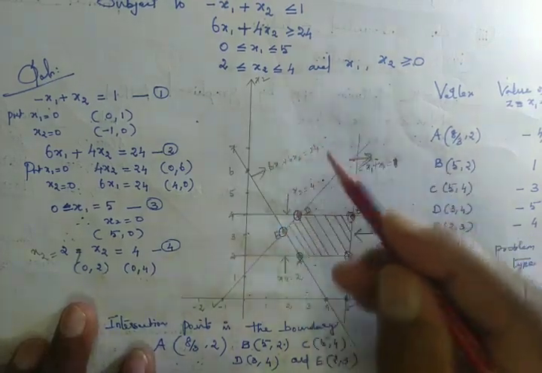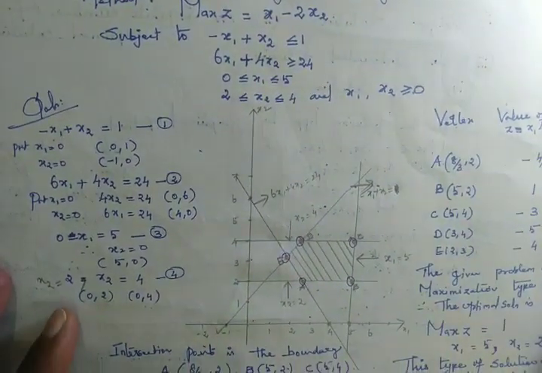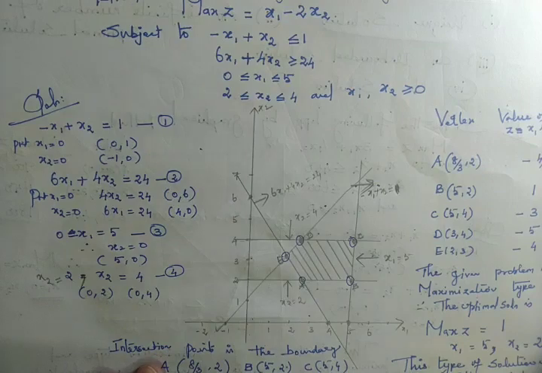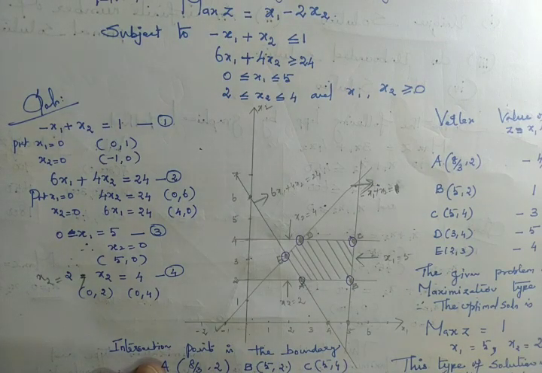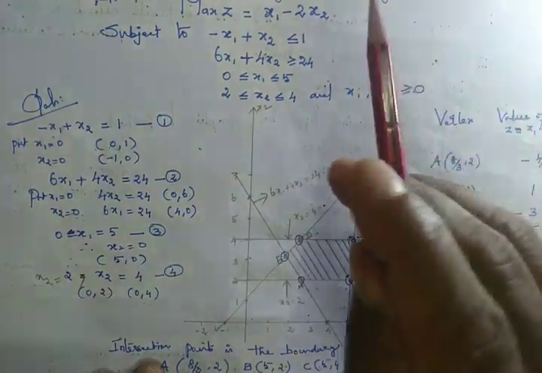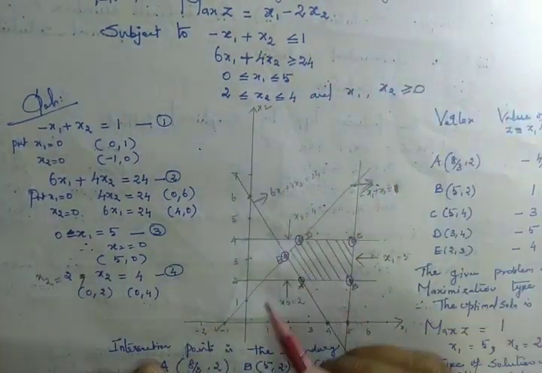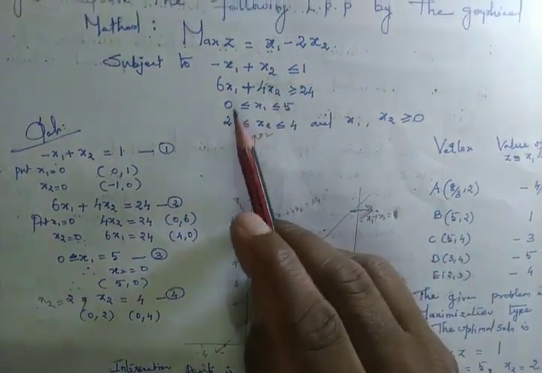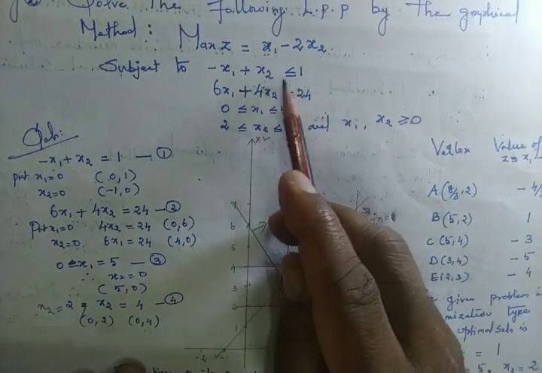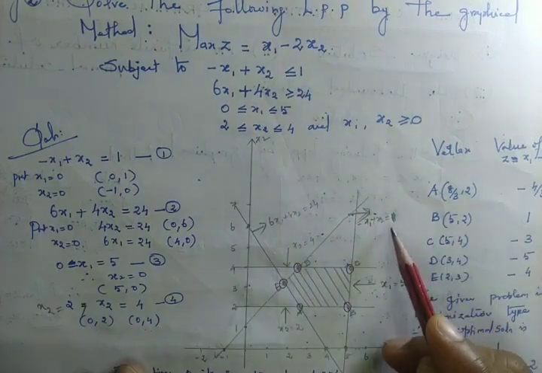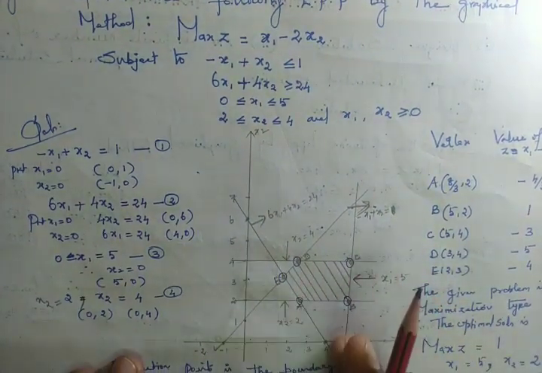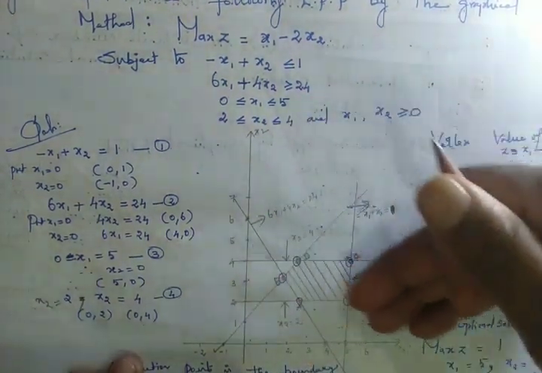Now we will come to the constraint inequalities. Based on that only we can define the permissible region where the solutions exist for the given graphical problem, the LPP. Here the first constraint says minus x1 plus x2 less than or equal to 1. Here this equation is 1. Less than means below that.